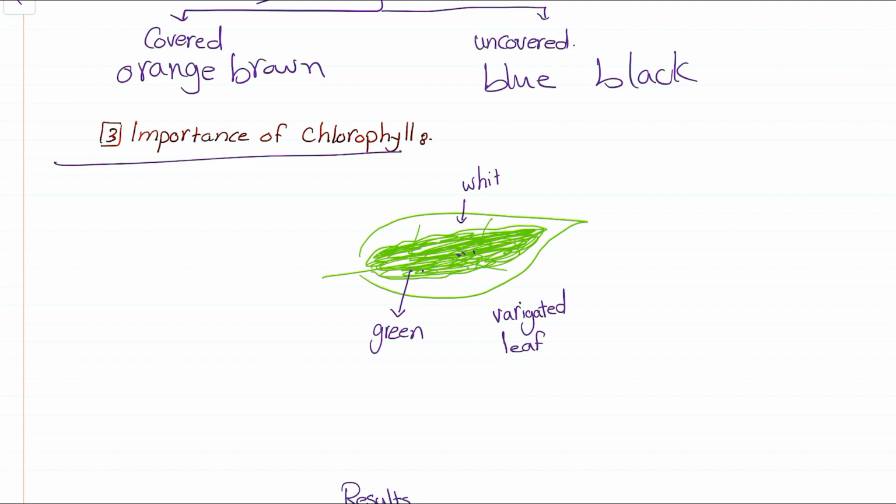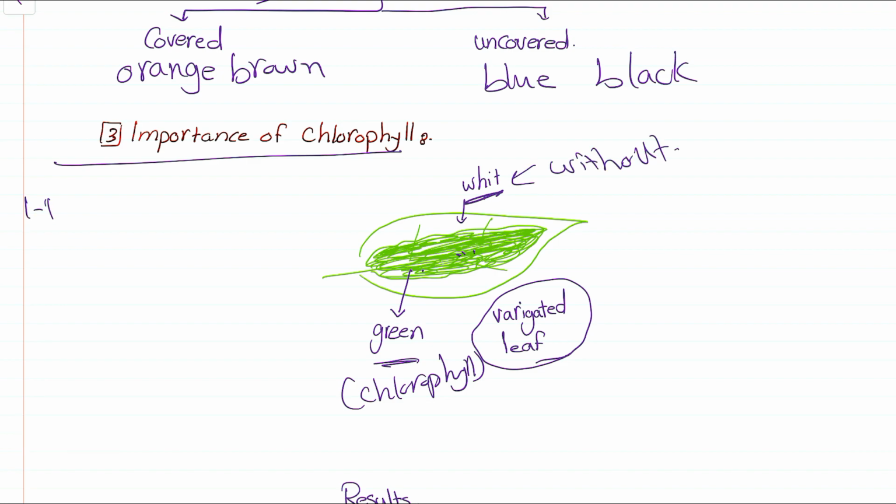Third one, importance of chlorophyll. To prove that it's very important, we have a special kind of leaves which is called variegated leaf. This leaf is characterized by being formed of two different colors, green and white. Green, it means it has chlorophyll, but white without chlorophyll.